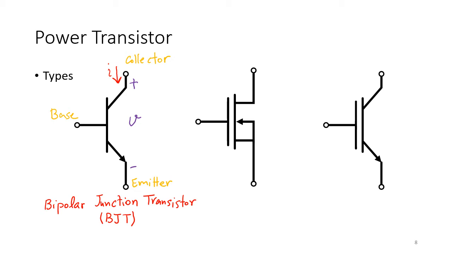And in this case, we use a current IB to command the switch. And because we use current to command the switch to turn off or on, it's known as current controlled. BJT is maybe one of the oldest power transistors that have been used long time ago and invented before the others. Nowadays it is not as common as it used to be previously.